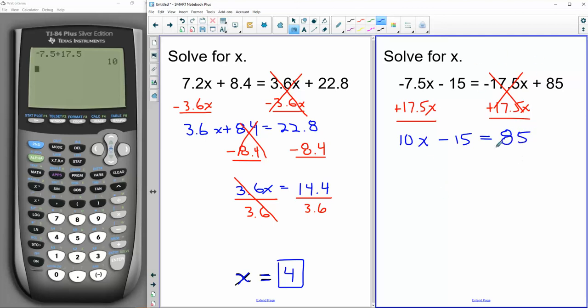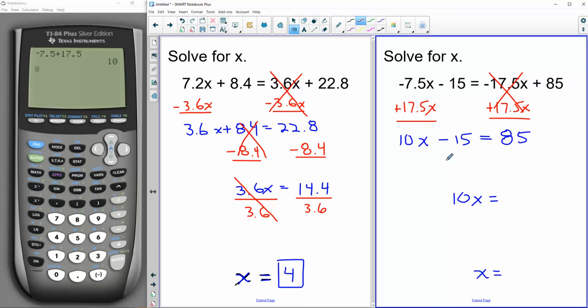Okay, so now I've got a two-step equation. I want to try and get 10x by itself. And then if I can get 10x by itself, I can get x by itself. Okay, I'm trying a new tactic here. New way of explaining it anyway.